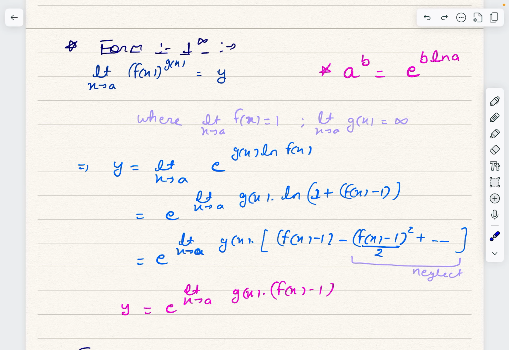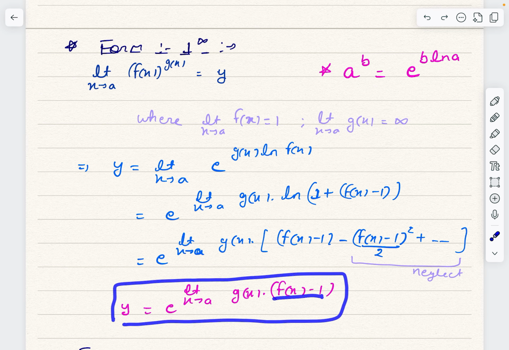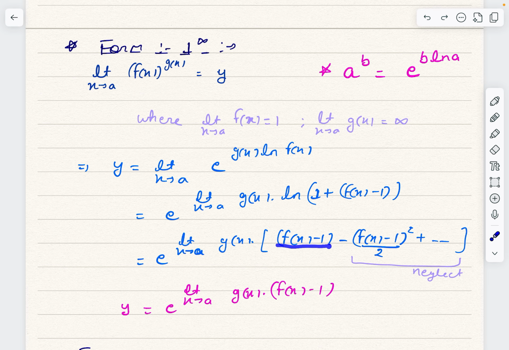Okay, using the expansion of ln(1 plus x). And what happens here is, you see f(x) is tending to 1, so f(x) minus 1 will be tending to 0. So these higher terms will usually be too small and we can neglect them. Taking only the first term of the expansion, we get g(x) times (f(x) minus 1). So y will be equal to e power the limit as x tends to a of g(x) times (f(x) minus 1). We are just taking the first term of the expansion.